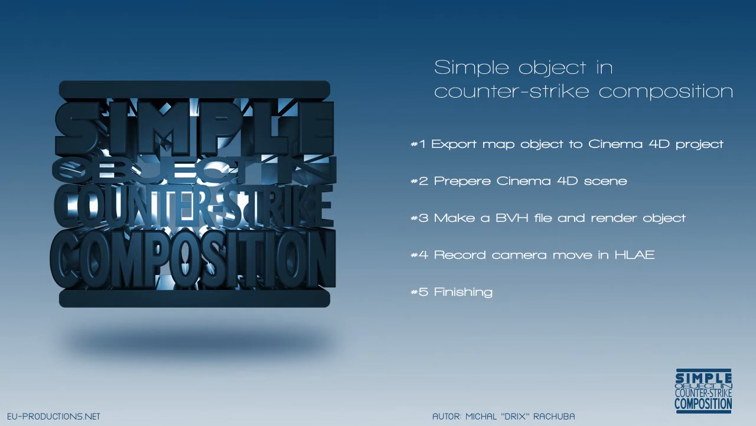In today's tutorial I would like to show you how to easily insert a simple object into your movie. As you can see, I have divided this tutorial into 5 parts. The first part is export maps from the program Crafty to your Cinema 4D. Number 2 is prepare the host and insert object and animate camera move. In the third part we will use the plugin made by MST Havoc and render the object in the Cinema 4D. In the fourth part we will export the camera and record it in Half-Life Advanced Effect. In the last part I will show you how to finish the project and final results. I hope you will like it.